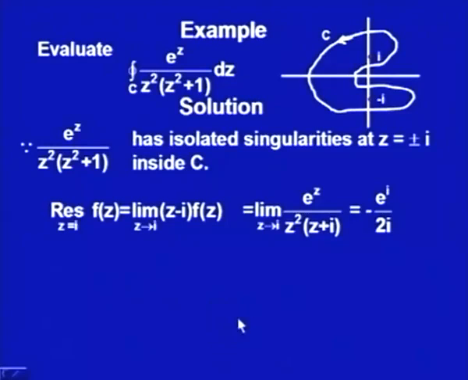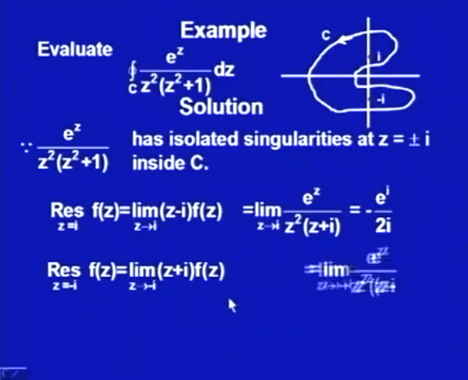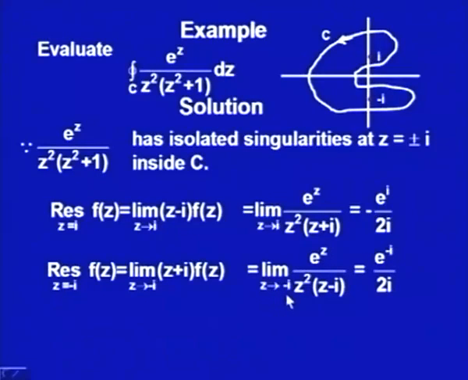Then we have to find the residue at z is equal to minus I also. Again by the same definition, it is the limit as z approaches minus I of z plus I into f z. If I multiply this z plus I with this function, what I would get is e to the power z upon z square into z minus I. So we have to evaluate the limit as z approaches minus I of e to the power z upon z square into z minus I. That is simply evaluating this function at z is equal to minus I.